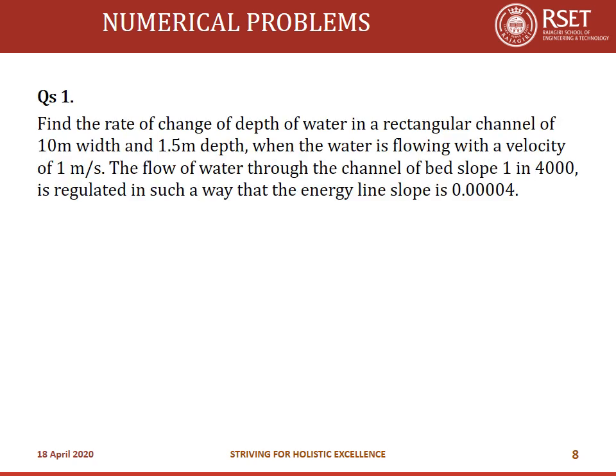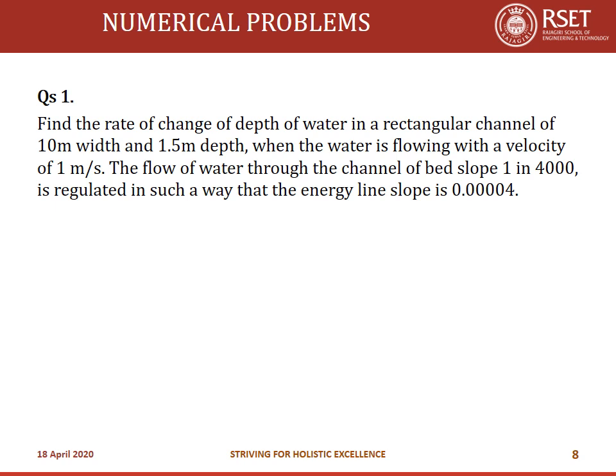First question. Find the rate of change of depth of water, that is dy by dx, in a rectangular channel of 10 meter width and 1.5 meter depth when the water is flowing with a velocity of 1 meter per second. The flow of water through the channel of bed slope 1 in 4000 is regulated in such a way that the energy line slope is 0.00004.